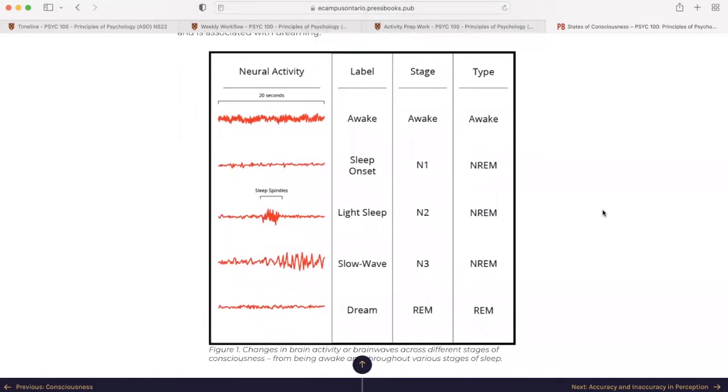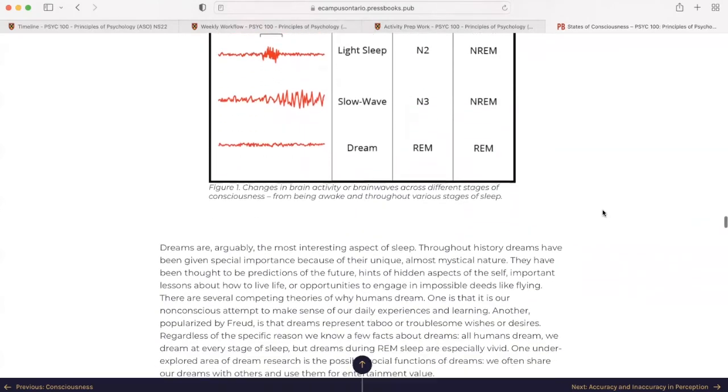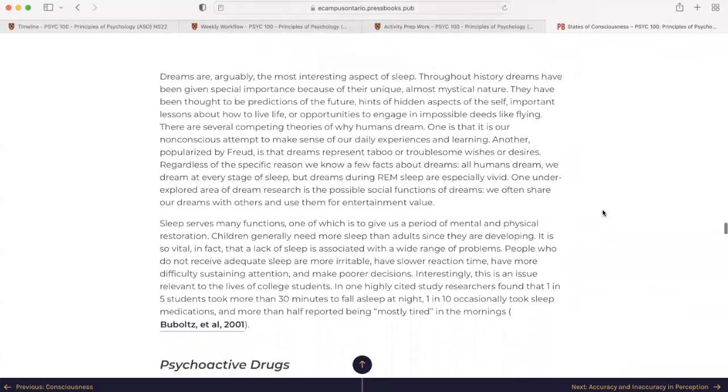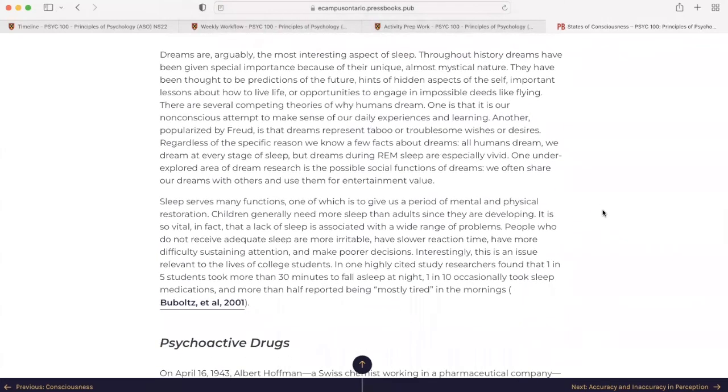If you're watching this on YouTube, there's a nice chart here that shows the neural activity at these different stages we just talked about. And I find it really quite fascinating when you can actually measure the changes in brain activity or brain waves across the different stages of consciousness, from being awake and throughout various stages of sleep. So if you're listening to this, take a look at that, because that's really quite a good visual.